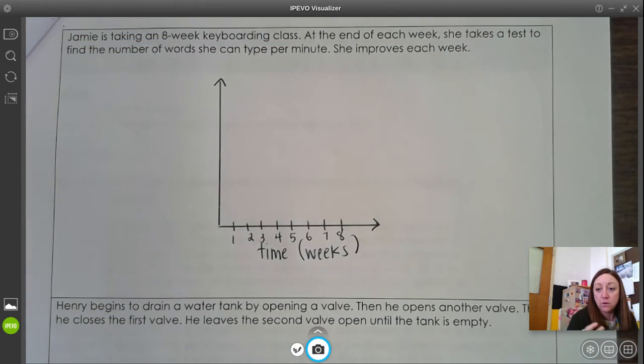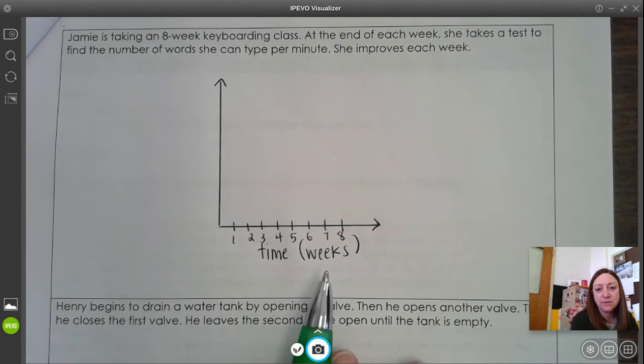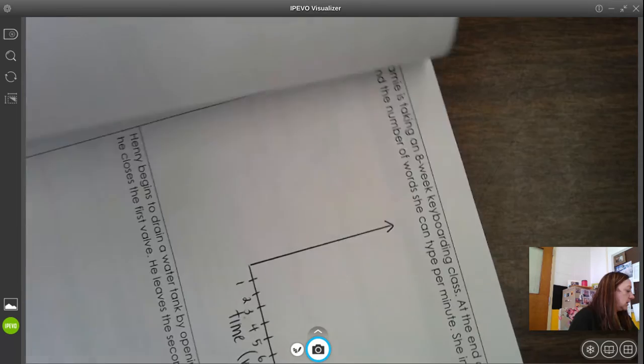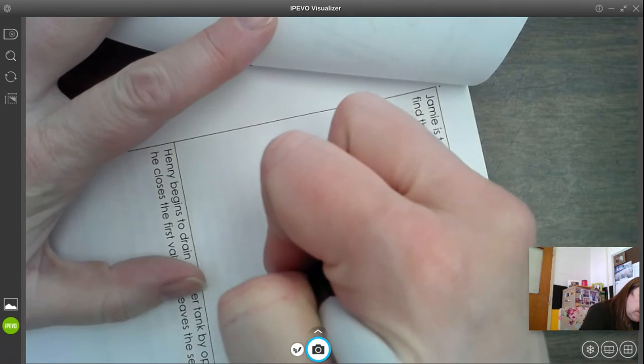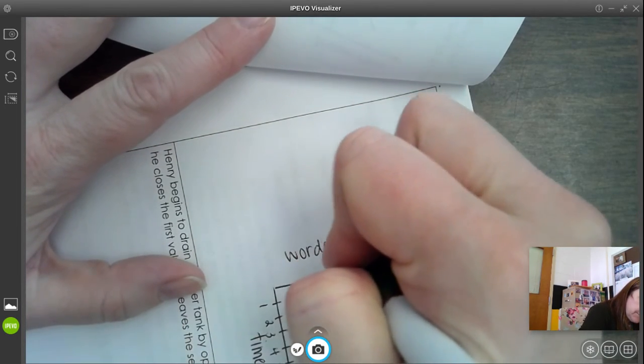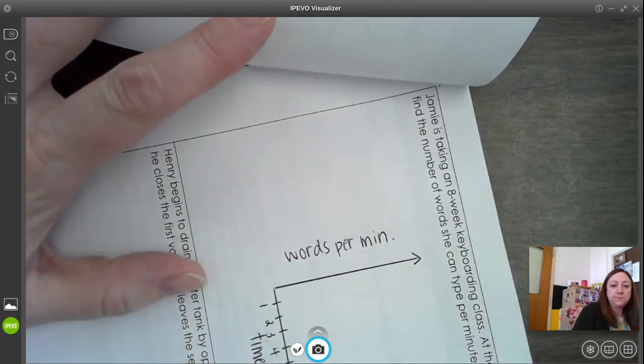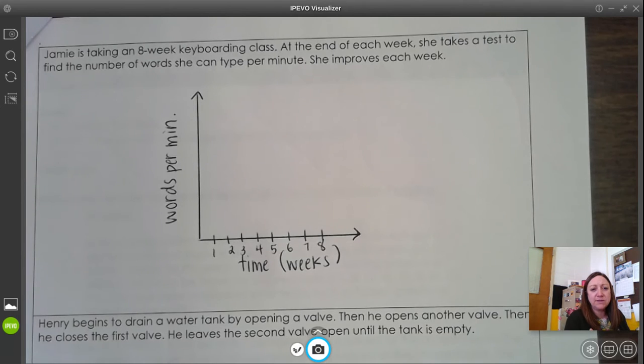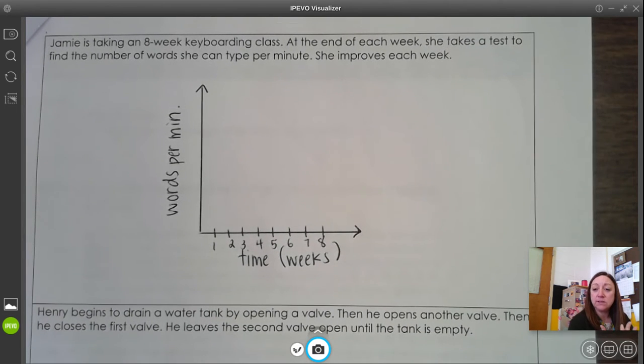If you have graph paper at home, you could certainly use that to make it look a lot nicer than I'm making it. But for today, it doesn't have to be exact. So this is fine if you don't have graph paper. So it says at the end of each week, she takes a test to find the number of words she can type per minute. Okay, so going up the graph here is going to be words per minute. All right, and all it tells us, it doesn't give us any numbers, it's just saying that she improves each week. So number of words per minute, again, that's a counted thing.